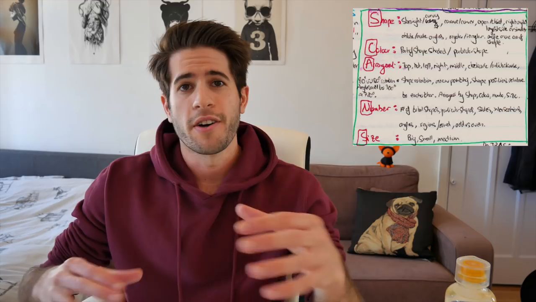And then for N, you want to look at number. Is there always a certain number of odd shapes, a certain number of even shapes? Is there always a certain number of circles or triangles or squares? Also, there could be a total number of shapes within a single box or something like that. And then lastly, in SCANS, there's the second S, which stands for size. That might give you a clue as to the underlying pattern.